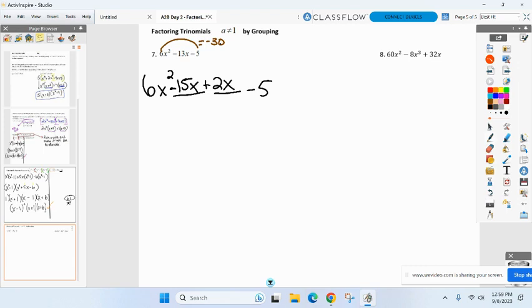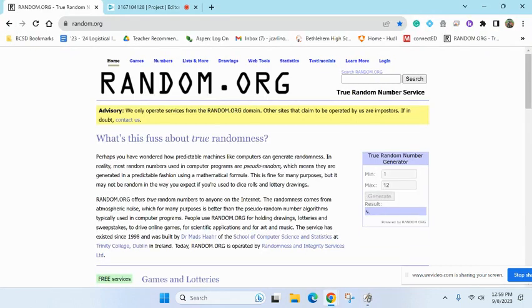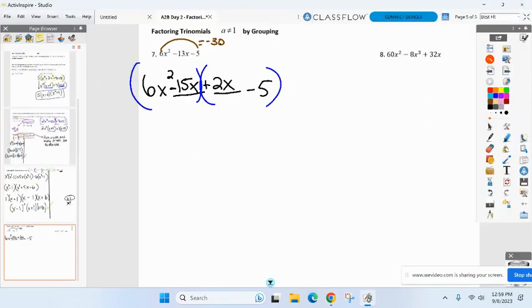Because now what can we do? I'm done now teaching you. You know how to figure this out. It's grouping now. All right, it's grouping. All right, show me I taught you something here today. What do you want to take out of the first one? 3x. Good. What are you left with when you take out a 3x? 2x. Good. 2x minus 5. Yep.